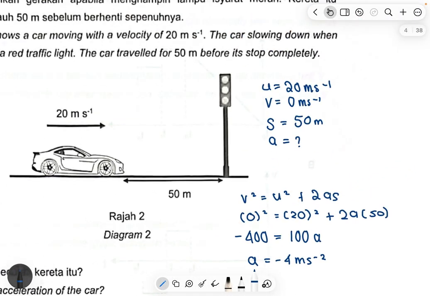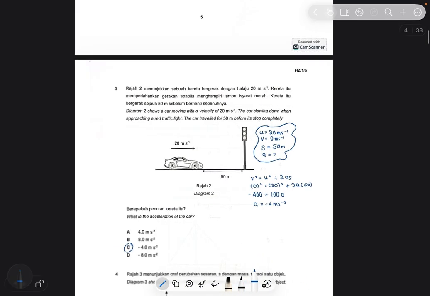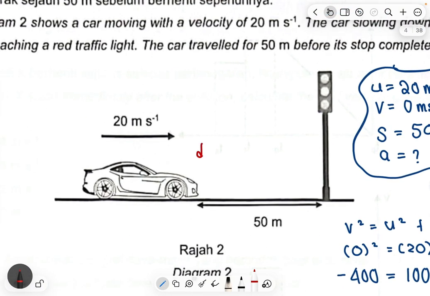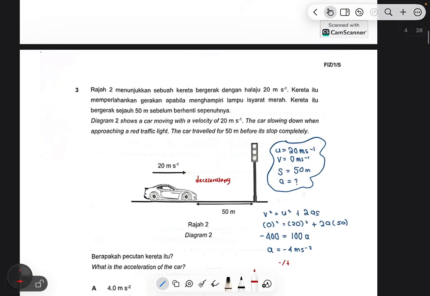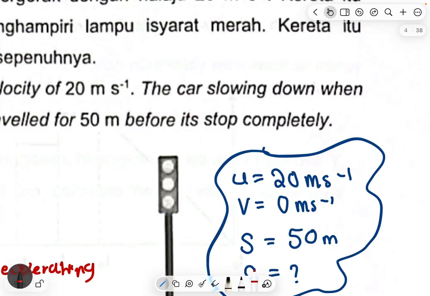Okay, so make sure to list down everything so that when you're going to substitute, you don't get confused. And make sure even if you get a negative number, it's still normal, because for acceleration, it's a vector quantity, meaning that there's negative and there's positive. So this answer is still normal, because the car itself is decelerating. If you got a positive number, then your answer is probably wrong, meaning that you probably switched u and v.